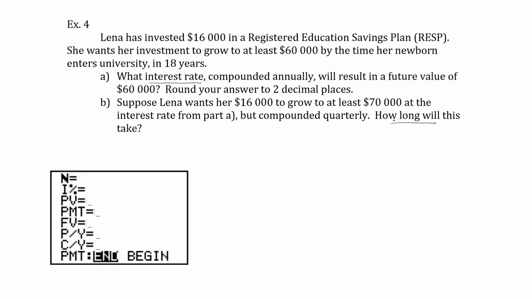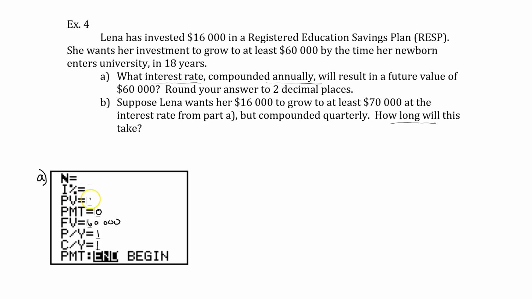So, let's do question one. Again, what I like to do is start out with my compounding periods per year so that my n will fall into place nicely. We're saying that it is compounded annually, so my PY and CY will be 1. For all intents and purposes, for the next set of questions, PMT will always be 0. Our future value, we want it to go to 60,000, and the initial investment, or the present value, is 16,000.